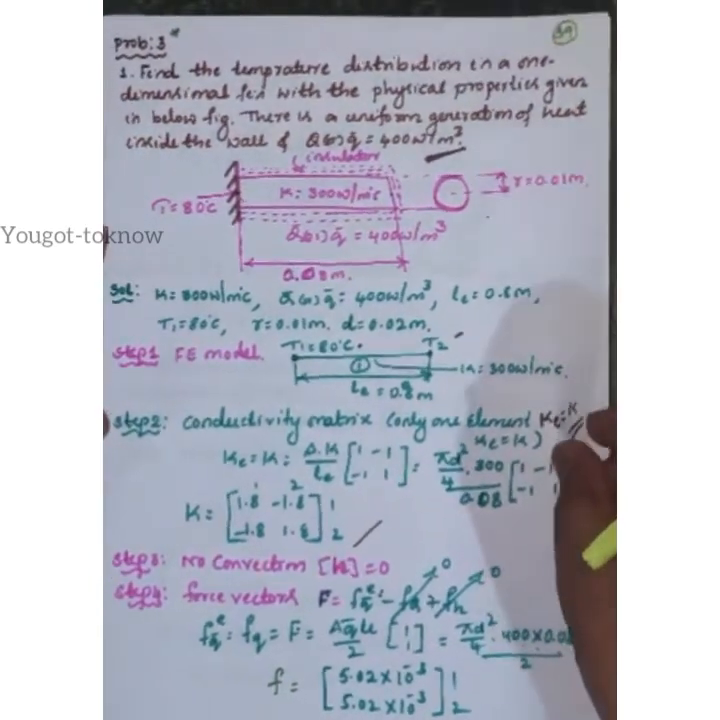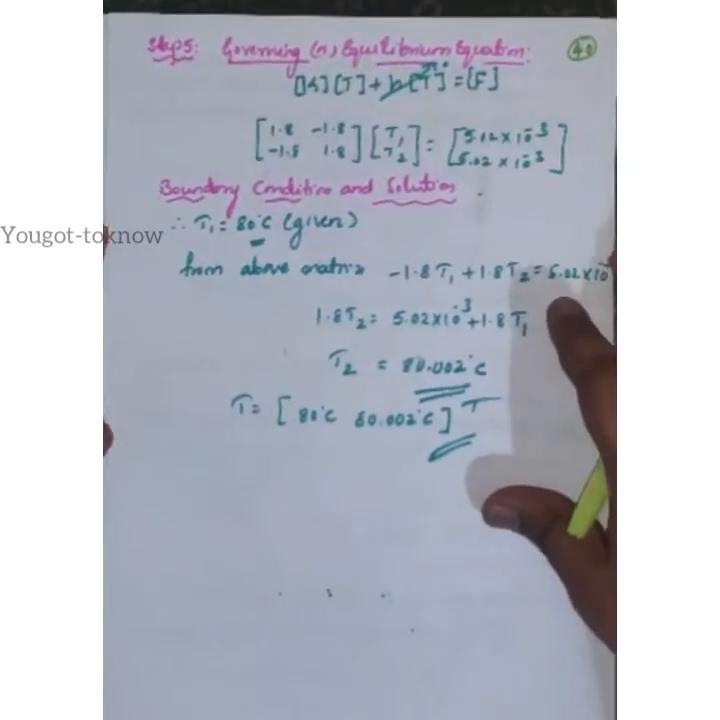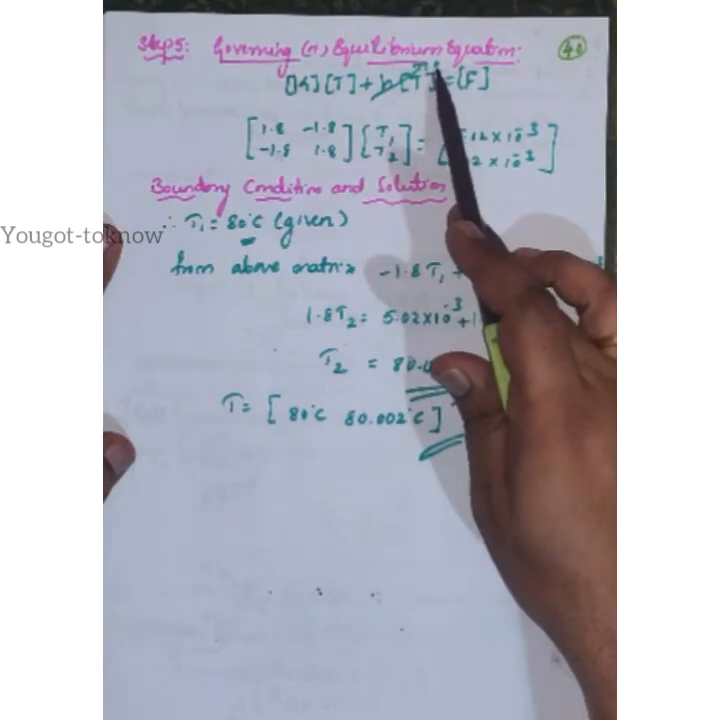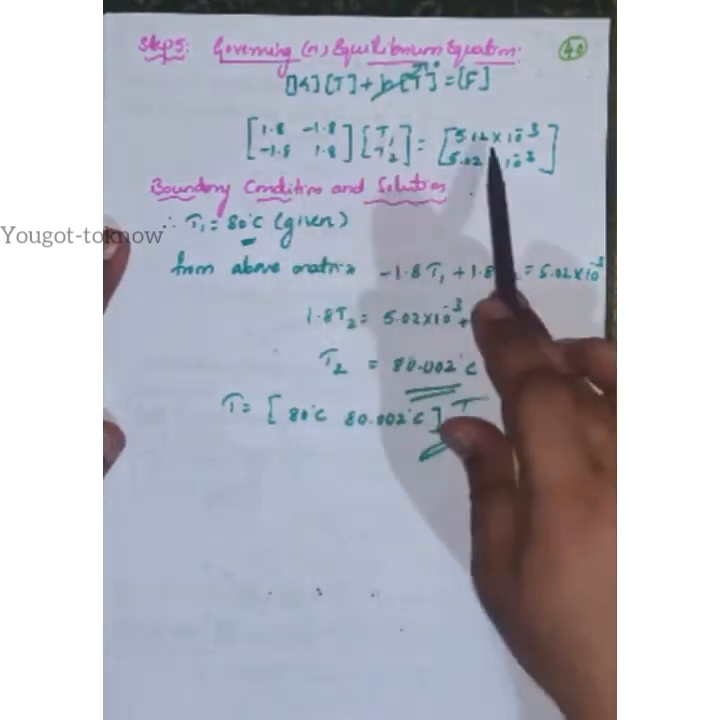Now what is the next step? See, now you got K, H is 0, everything is 0. What is next? Your equation. What is the governing equation? K into T, H into T is equals to F. Now convection I am directly making 0. Then my matrix will be 1.8, minus 1.8, because K, T1, T2, this one.